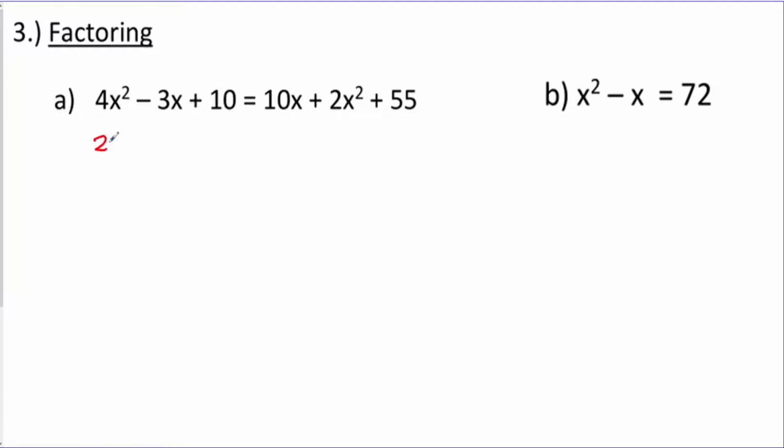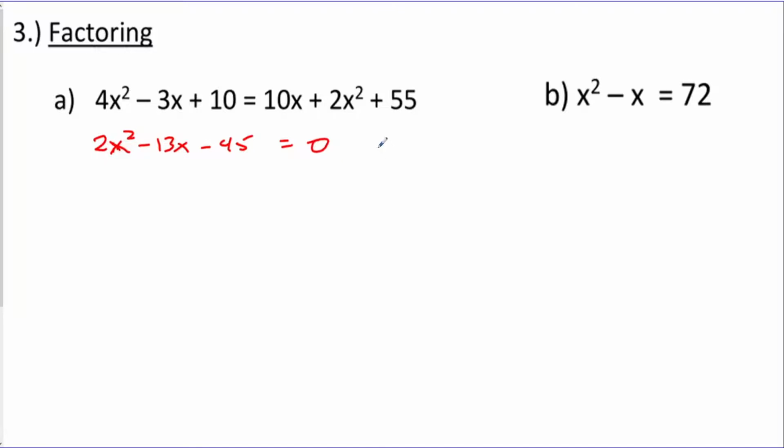So it's going to be 2x squared. And then when I do negative 3 minus 10, I get negative 13x. And then when I do 10 minus 55, I get negative 45. So this is going to be my set equal to 0 version of the equation. Now my job is to factor this.